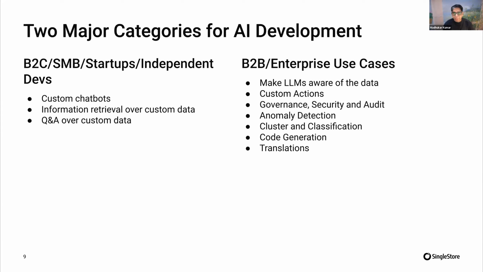But in the B2B enterprise use cases, which are the bigger ones where you have 6, 10, 15, 20 petabytes of data, you typically want that LLM to know about that data, or at least be aware of that data. Second, they could be custom actions, where you're not only doing Q&A, but taking the recommendations back from the LLM and doing something with them, like sending a Slack message, making an investment decision, or making a recommendation to a support agent who's talking to a customer.